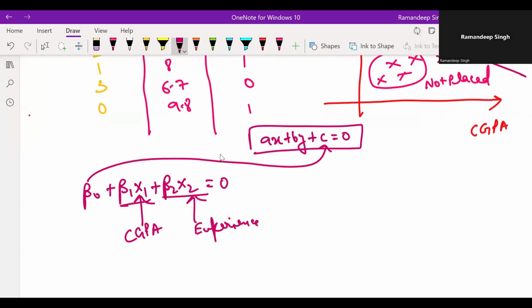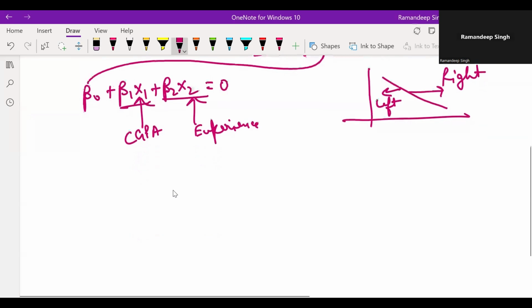First of all, we need to understand when we can say that a point lies on the line. If I put some values of x1 and x2 such that this equation is satisfied and the result is 0, then I can say that the point lies on the line. Now, how do I know whether a point lies on the right side of the line or the left side of the line? This is the right side of the line, and this corresponds to the left side of the line. Let's discuss this now.